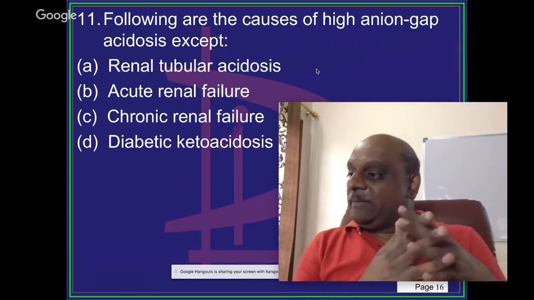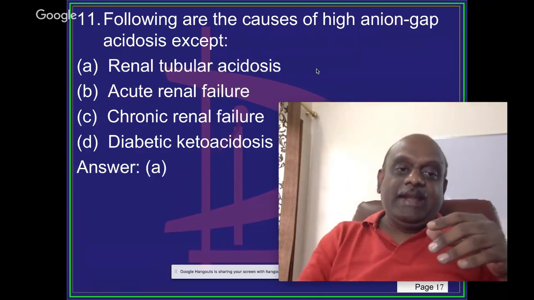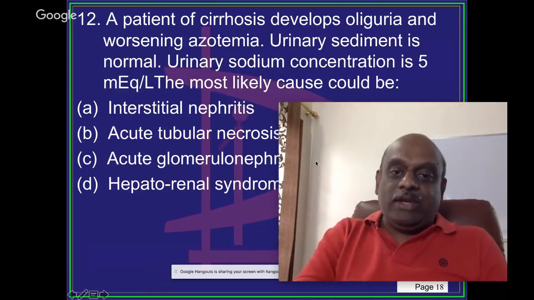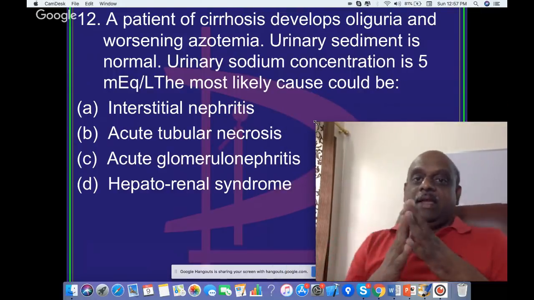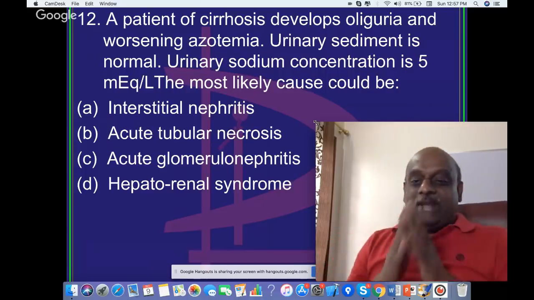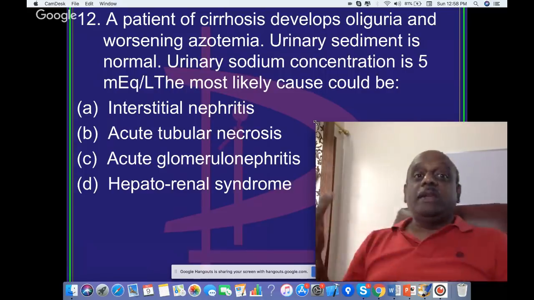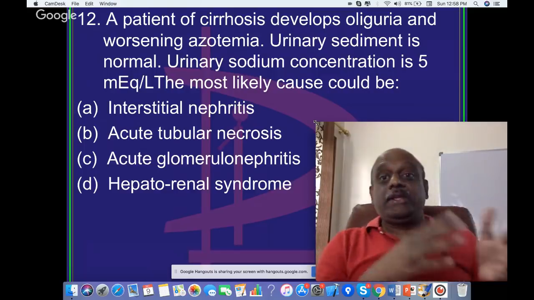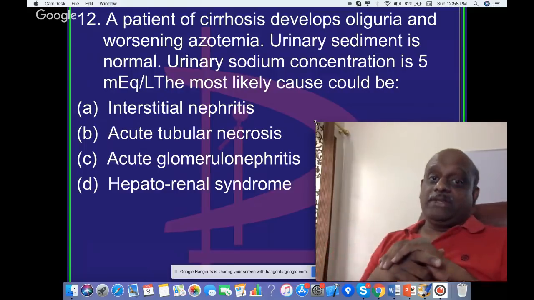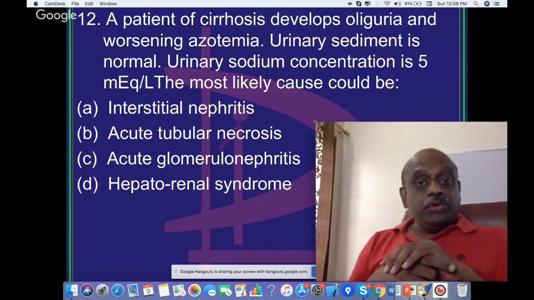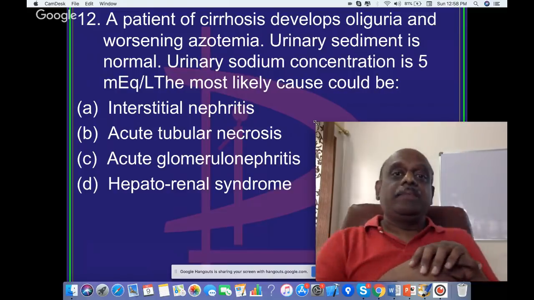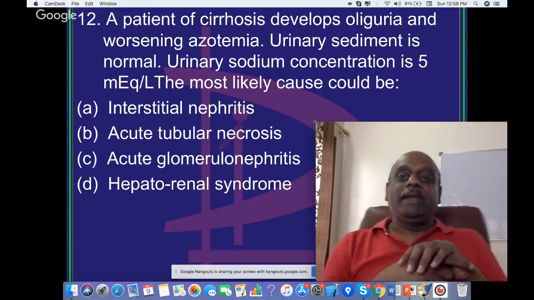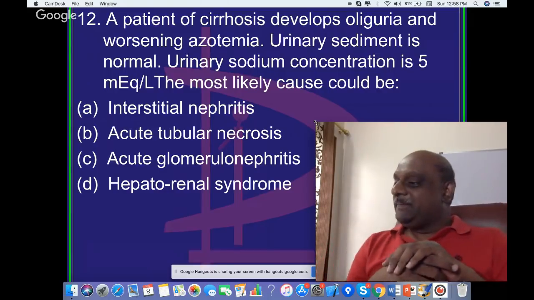That's good. Monica and everybody is proposing renal tubular acidosis. Last week only we have all discussed this. A patient of cirrhosis has oliguria, worsening azotemia, and the urinary sediment is normal, and the urinary sodium concentration is only 5 milliequivalents. What is the most likely cause leading to a low urinary sodium with an increased sodium retention? And the patient is developing oliguria and worsening azotemia.